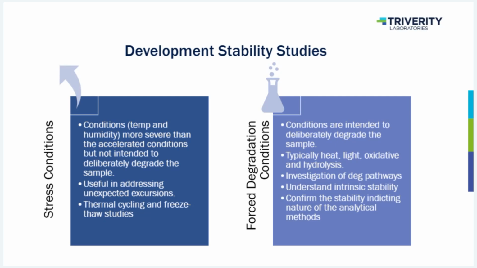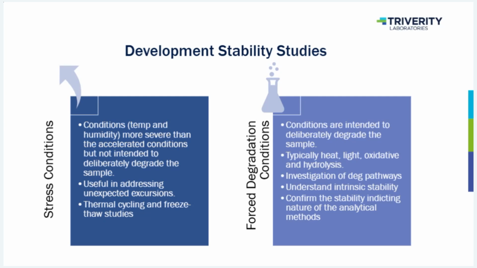It's not intended to deliberately degrade your sample, but it's useful in assessing what would happen if you did have an excursion. Would your product still be, would the quality be maintained if there was an excursion? So examples of stress condition studies are thermal cycling and freeze-thaw studies. And then there's force degradation.